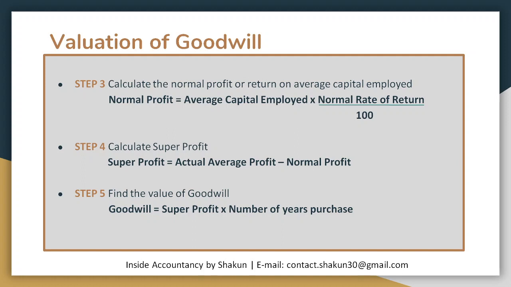Once we know the super profit, the next step is to calculate the value of goodwill. Goodwill is equal to the super profit ascertained by step 4 multiplied by the number of years purchased, which will be given in the question.